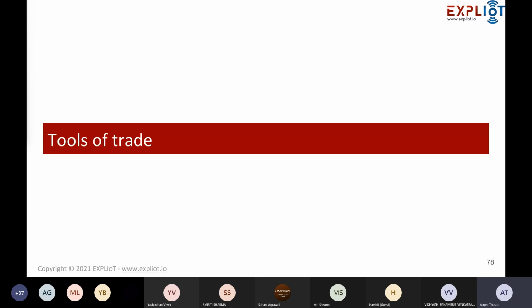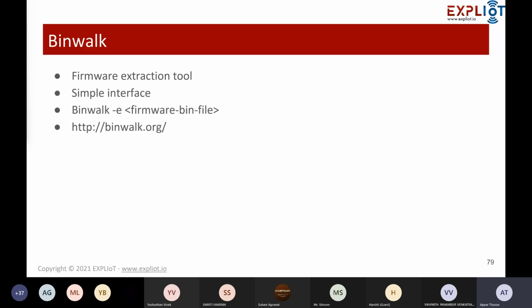Talking about tools of the trade, some of the tools that attackers use for analyzing firmwares. The first and the major one is called binwalk. It is also a Unix utility. You can find it pre-installed on your Linux system. It is basically a simple firmware extraction tool with an even simpler interface.